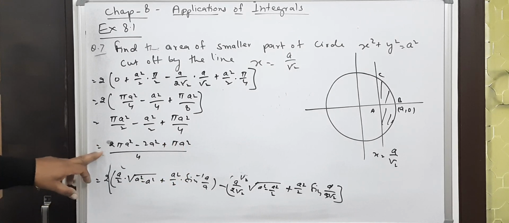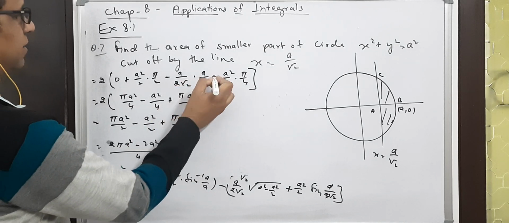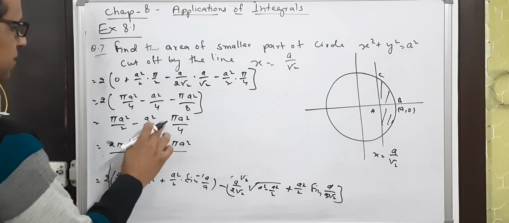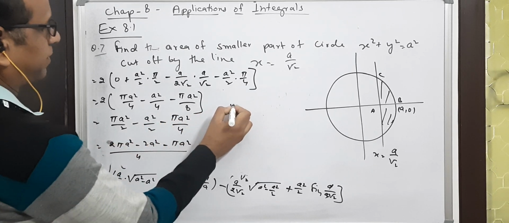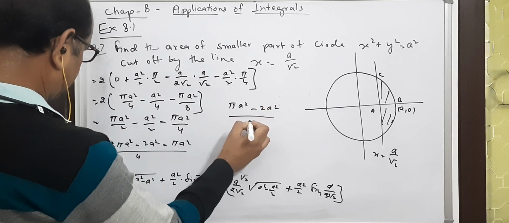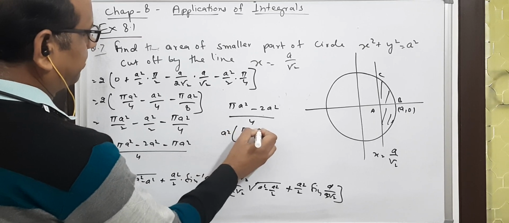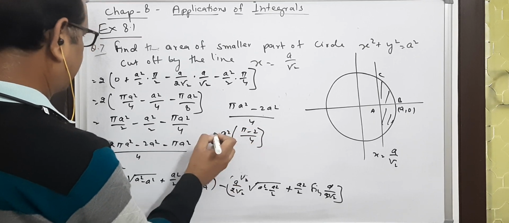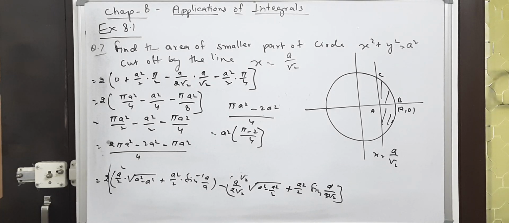So 2 pi a square, here because of this minus sign, please let me correct, this will be minus. This part will be minus and this part. So 2 pi and this is pi a square minus 2a square upon 4. So if we take a square common, it is pi minus 2 upon 4. That will be the final answer for this particular sum. I hope it is clear to you.